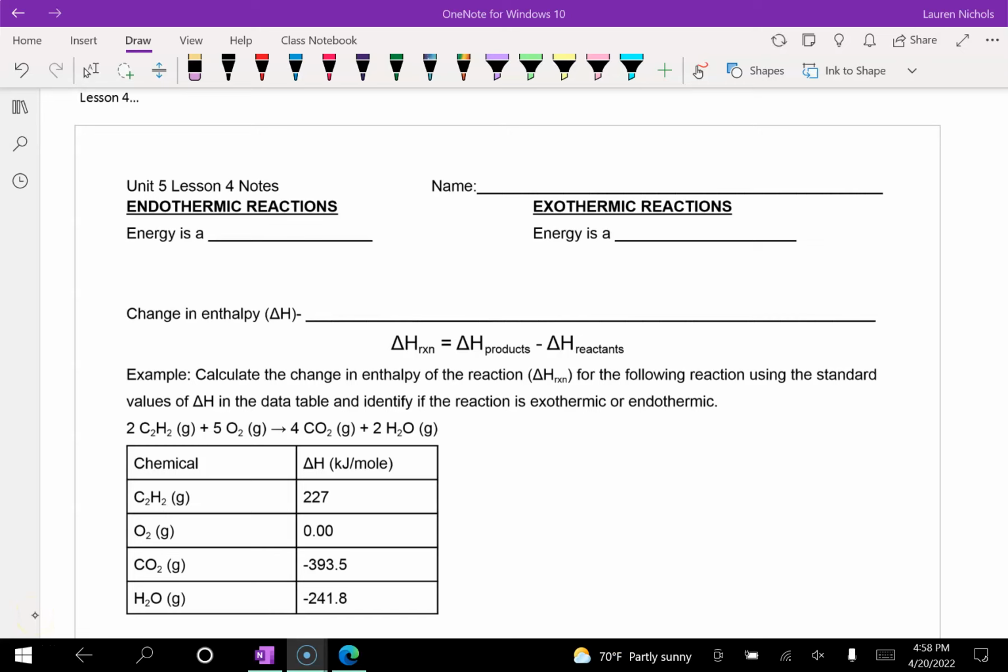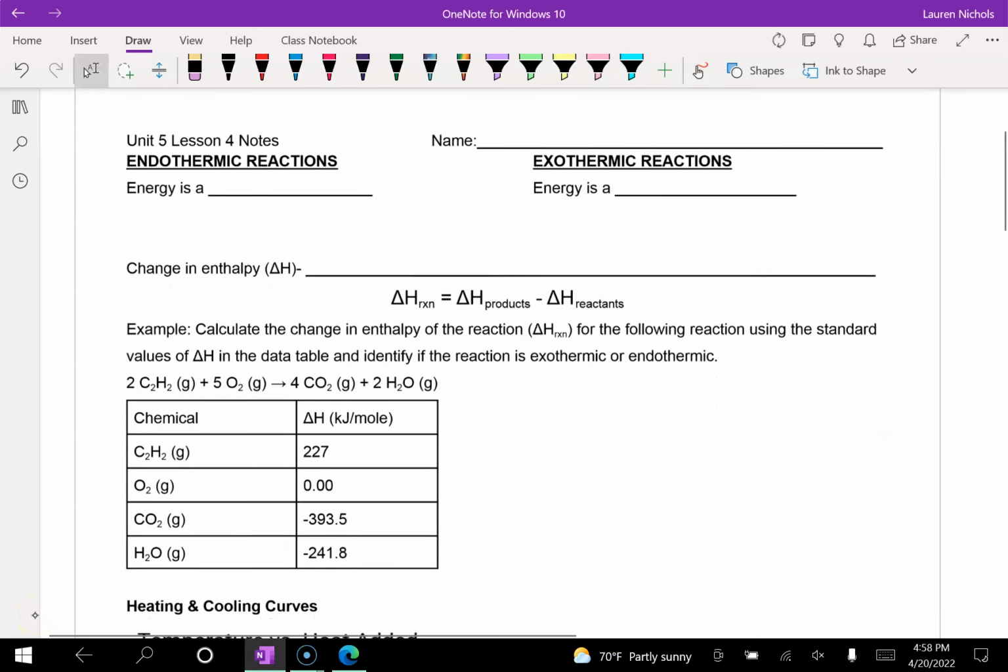All right, everyone. So we're going to be looking at lesson 4, and really quickly, we just want to review enthalpy and endothermic and exothermic reactions. Remember, energy is a reactant. Energy is being used and absorbed mostly, so you would see it like A plus B plus, let's say, 50 joules of energy producing C and D as our products. Okay, so we have heat energy right here as a reactant.